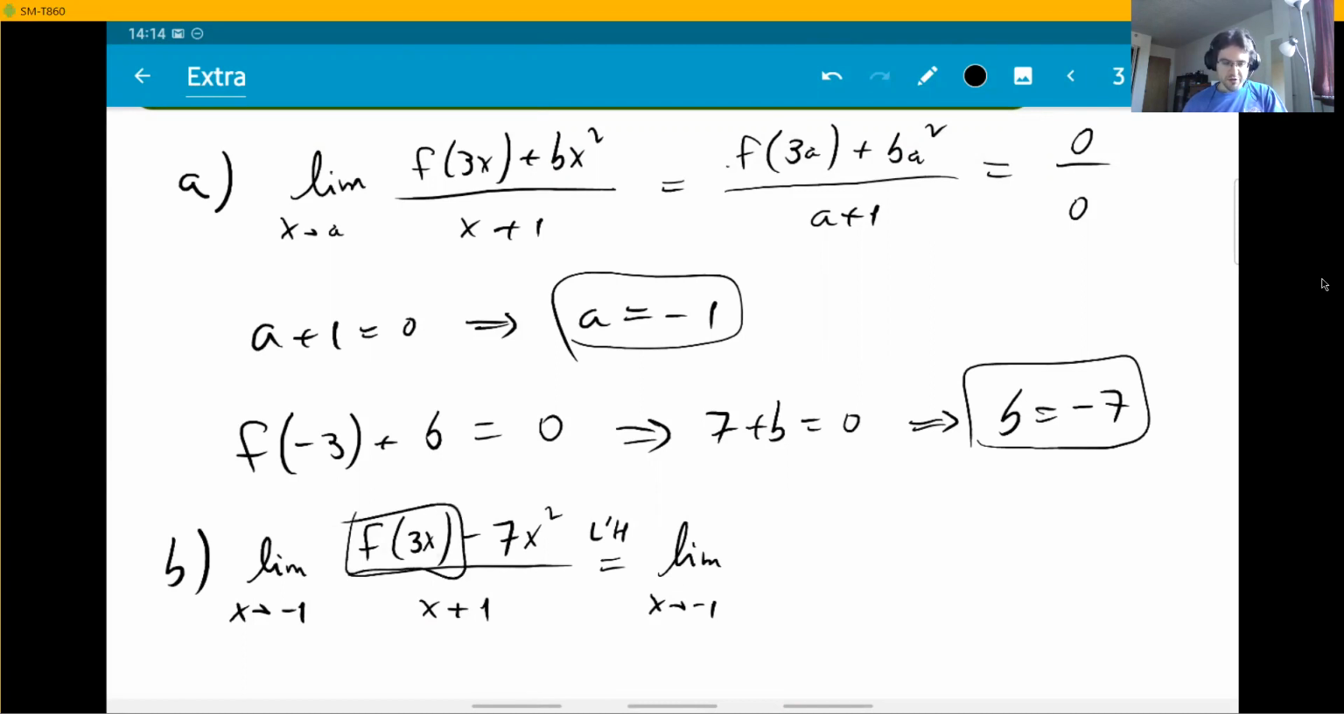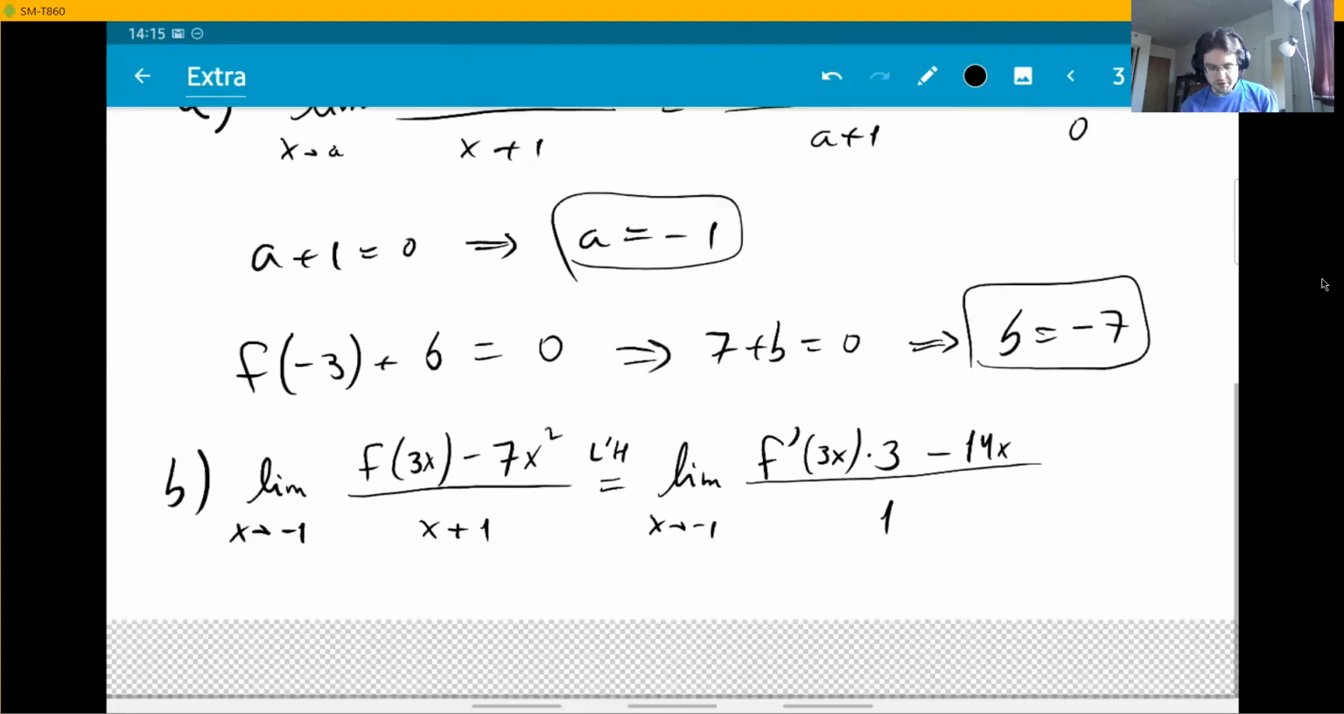This is something that requires a chain rule. You have an outer function f, whose derivative is f prime, evaluated at the inner function 3x, and you need to multiply this by the derivative of 3x, which is 3. So that is the derivative of f of 3x. The derivative of 7x squared is 14x. And in the denominator, that's an easy derivative. Just add, the derivative of x is 1.